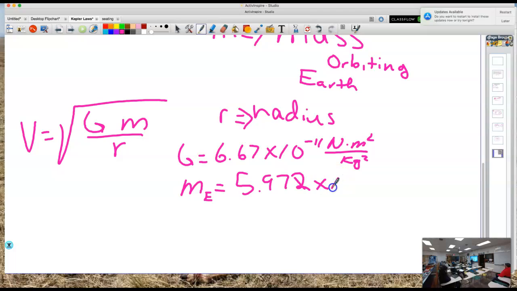Oh, you want the 2 times 10 to the 9th. Oh, 10 to the 24th. There we go. Kilograms. And the radius.